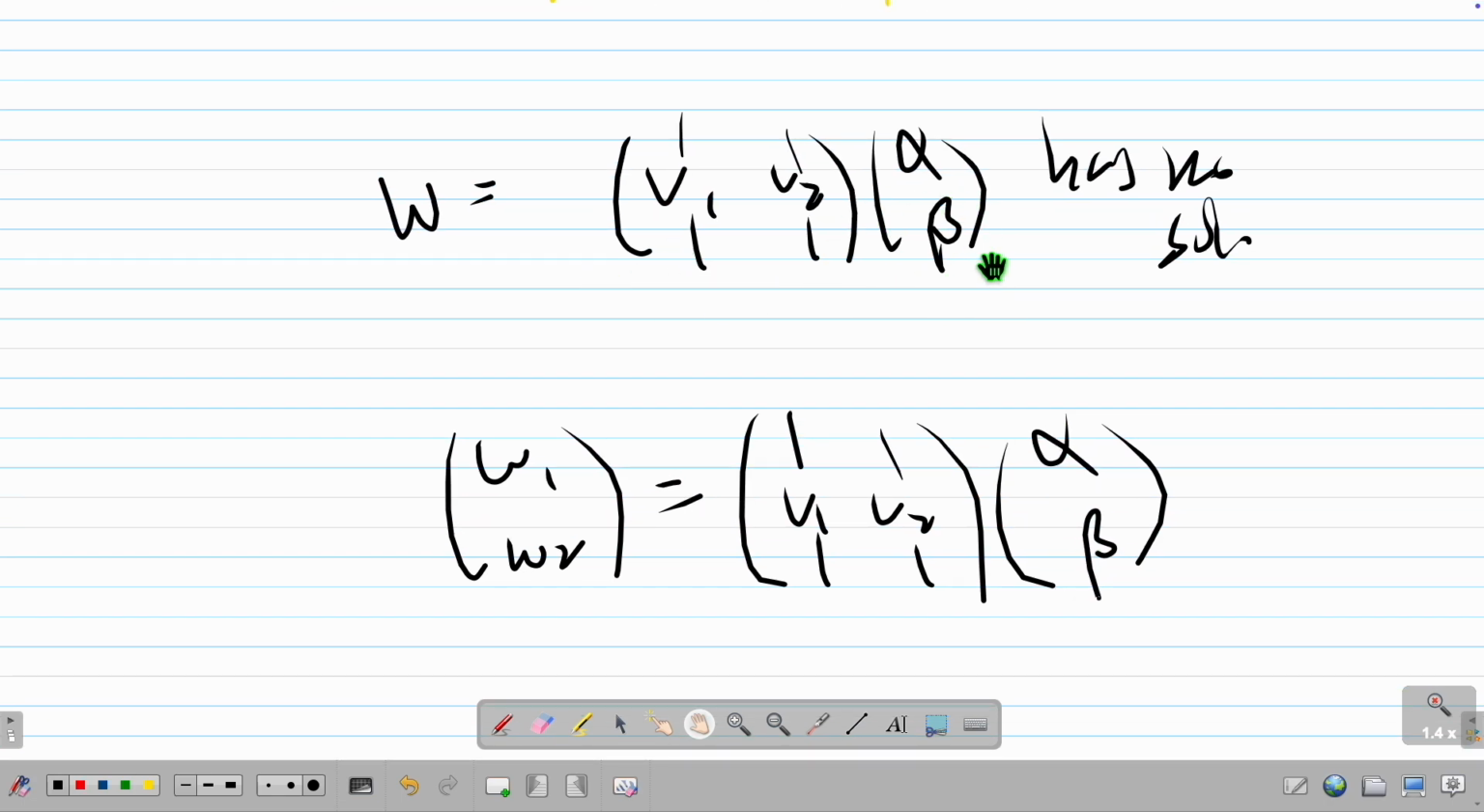I'm saying this equal means this W can be represented as some linear combination of V1, V2, right? So I just need to find what alpha, beta are. If I can find alpha, beta, then I know what W is in this space. So I want to find this as my subject.